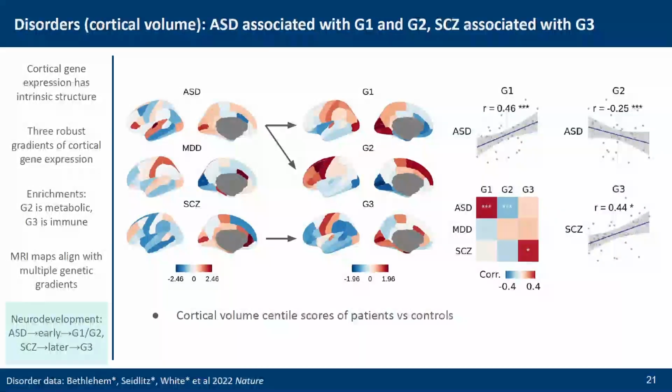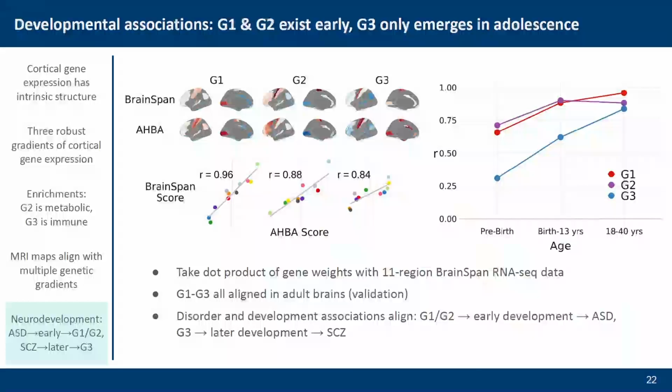But this is particularly interesting because ASD has some links to metabolic dysfunction and SCZ has some links to inflammation. And it also suggests that maybe there's something going on with neurodevelopment here. So to look at that, the final analysis was to say, what if we take a developmental data set, BrainSpan, which also measures gene expression only consistently in about 11 regions, but at brains from different ages of development, and map those regions to the Glasser Atlas, then take the gene weights from our gradients and see if we get the same spatial pattern in those 11 regions from these two different data sets.